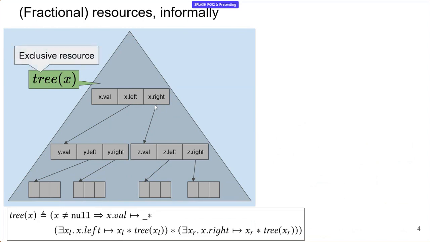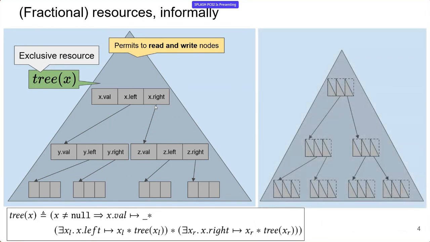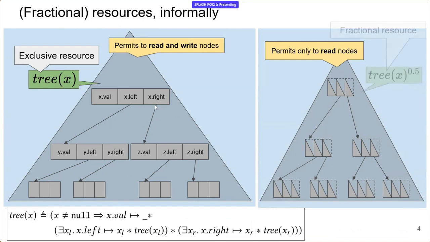But this is what we call an exclusive resource, because this is like the full permission before it permits to read and write nodes. But if we want to just specify read access, for example, in a concurrent program in order to share a data structure, this is too strong, too weak, sorry. So we want to use the same kind of trick to have fractional permissions, but to a data structure. So that would look like this. The same tree, except we have only half permission to each heap location in the tree, which permits only to read nodes. And this is what we call in this work a fractional resource, and we write it like this. So this corresponds to 0.5 times the tree, or half of a tree.